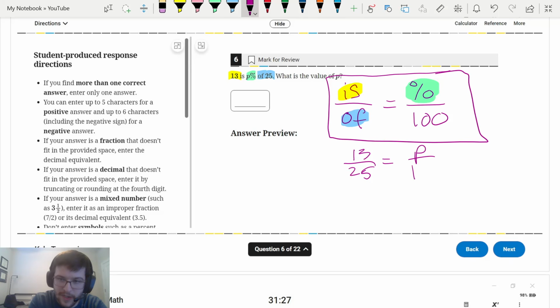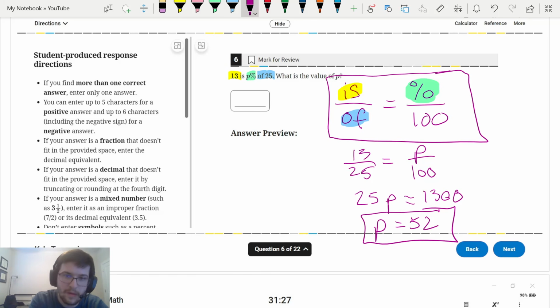equals P over 100. Now you just either multiply both sides by 100, or you can cross multiply. So 25P, cross multiply, like this one is equal to this one multiplied together. So 25P equals 1300. Divide both sides by 25, and we get P equals 52. So the answer for 6 is 52.